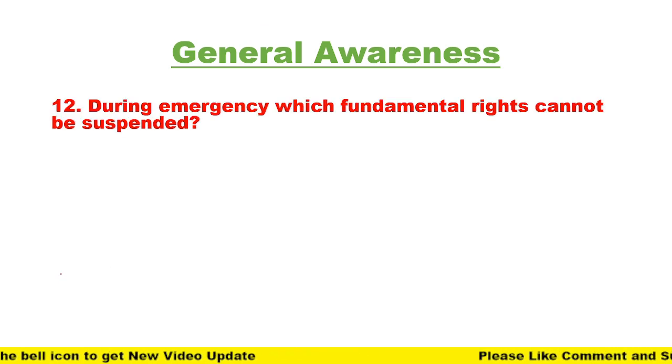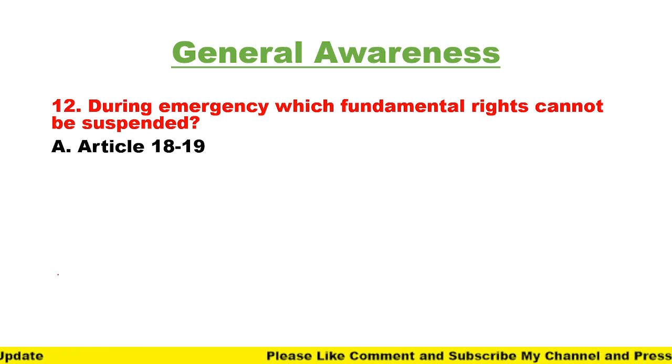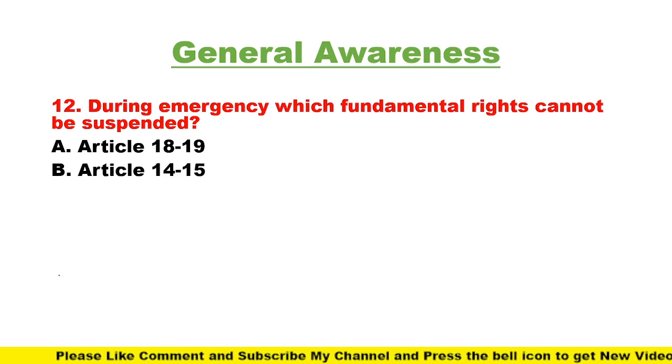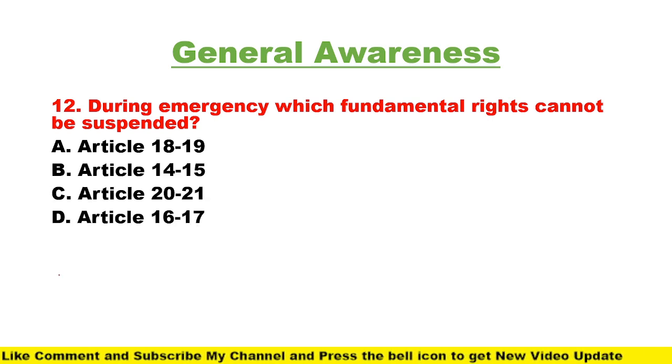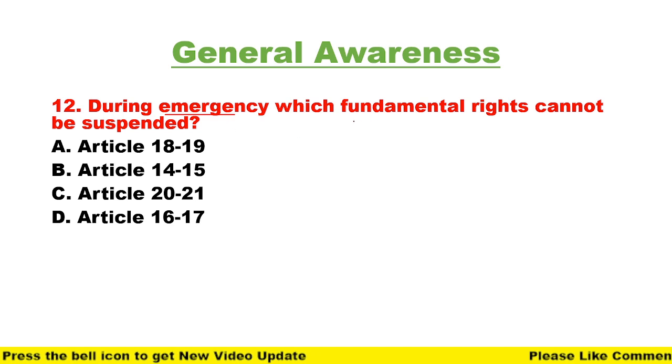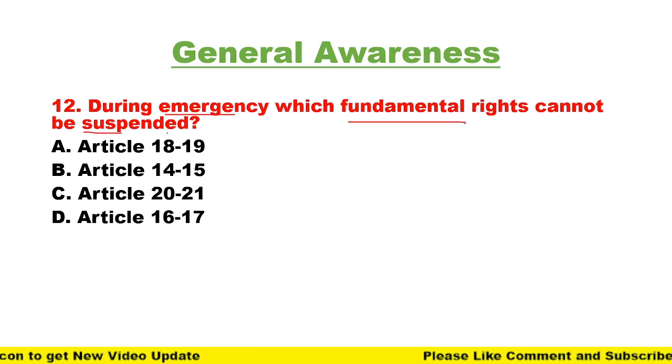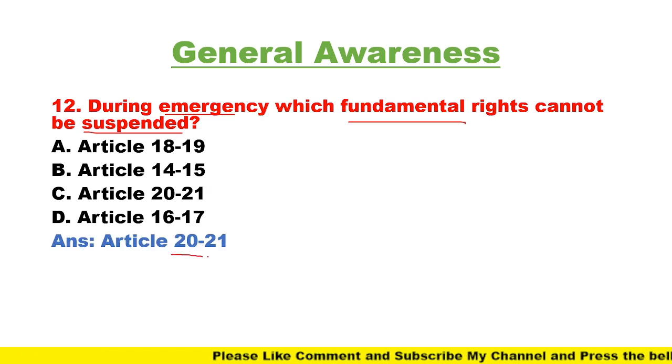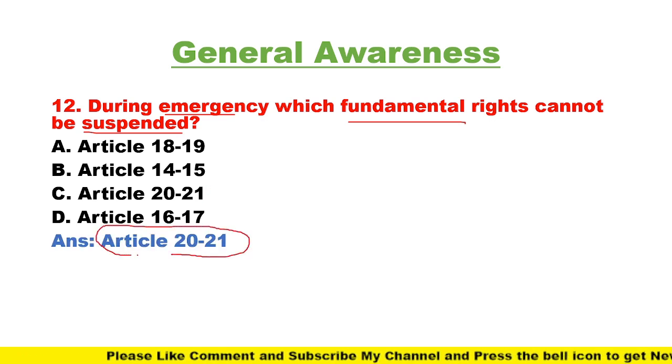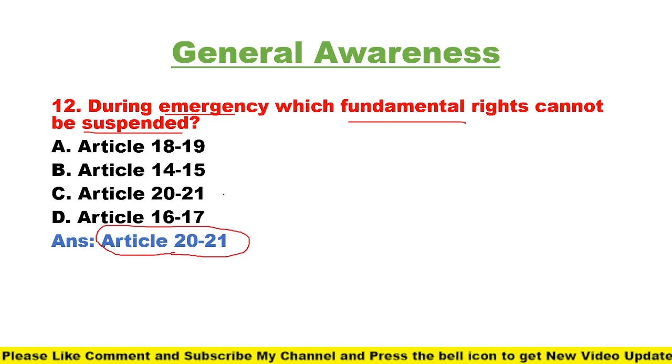During emergency, which fundamental rights cannot be suspended? Options: Article 18 and 19, Article 14 and 15, Article 20 and 21, Article 16 and 17. Very important. The answer is Article 20 and 21. So Article 20 and 21 cannot be suspended during the emergency.